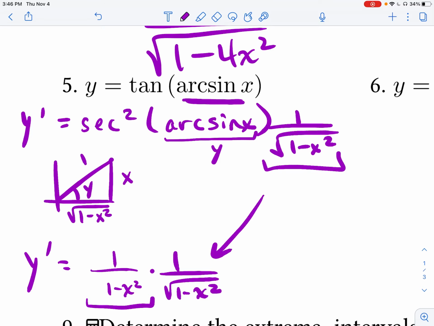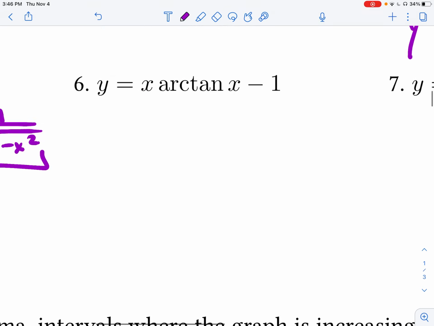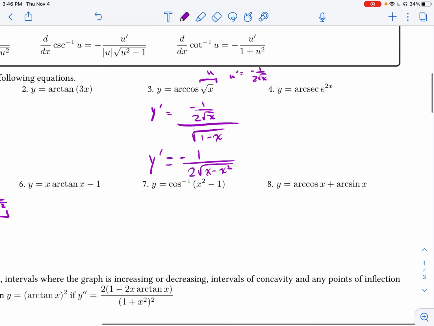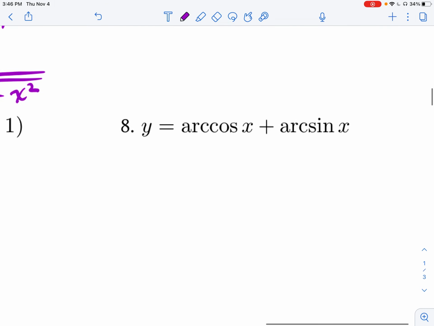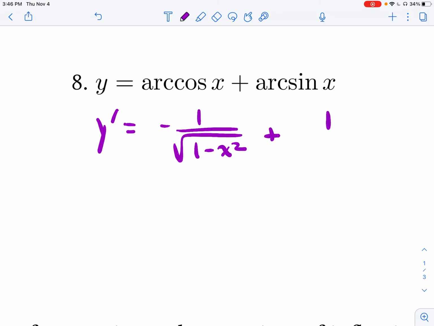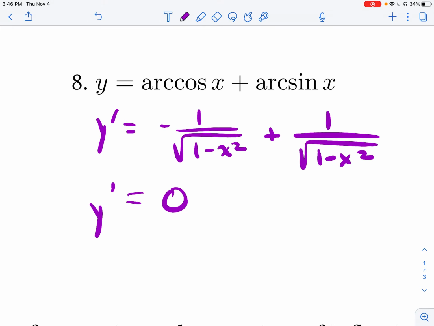Okay? All right, and again, I don't want to do all of them. Let me try one more here. Let me try something like number 8. This one's fairly straightforward. Arc cosine's derivative is negative 1 over root 1 minus x squared. Arc sine's derivative is 1 over root 1 minus x squared. And these are just the opposites of one another. So y prime is just equal to 0, okay?